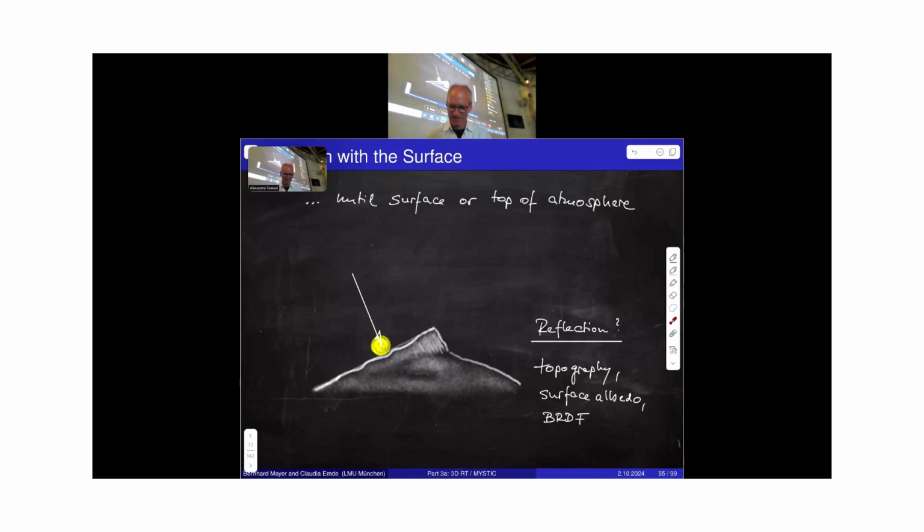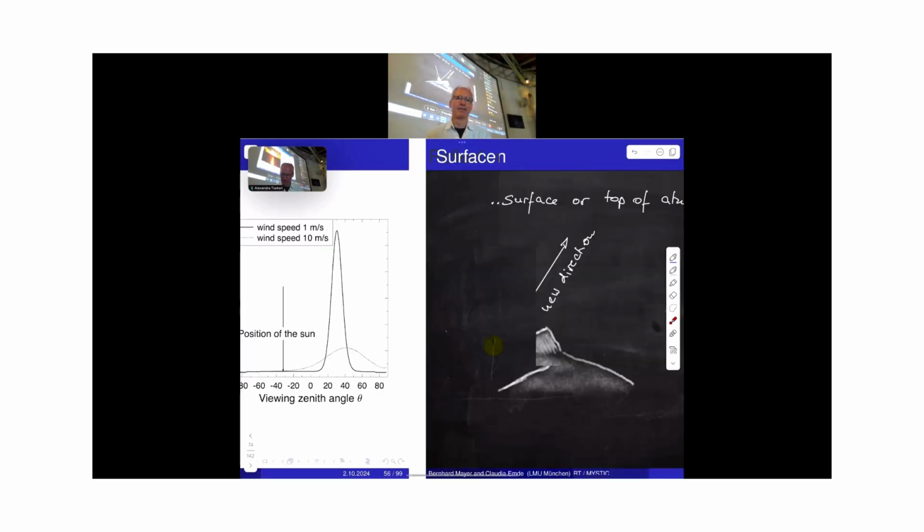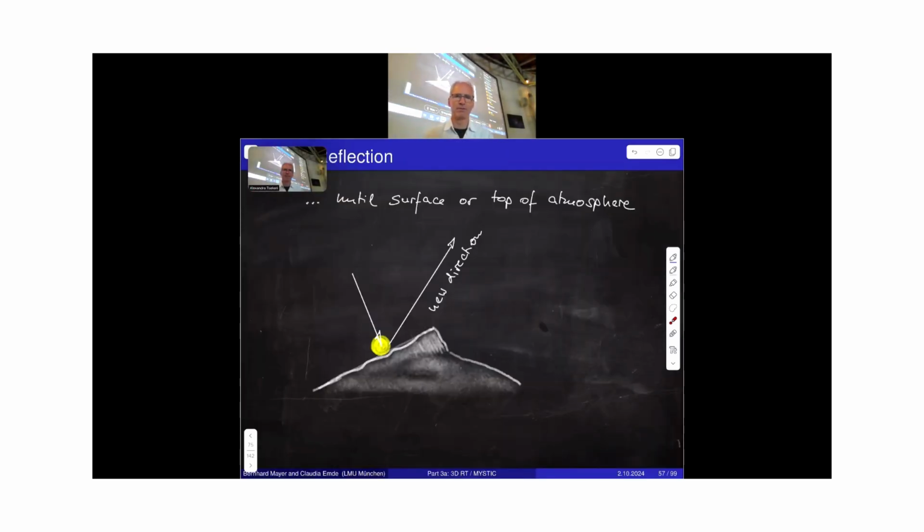Again, the photon could be absorbed or scattered at the ground. So if it's scattered, you need to decide on a new direction. Probably not with the probability distribution for water, but you would use the probability distribution, the PRDF of rocks for the mountains, and then you choose a new direction. And on we go until something happens, until the photon is absorbed or leaves the domain at top of atmosphere.